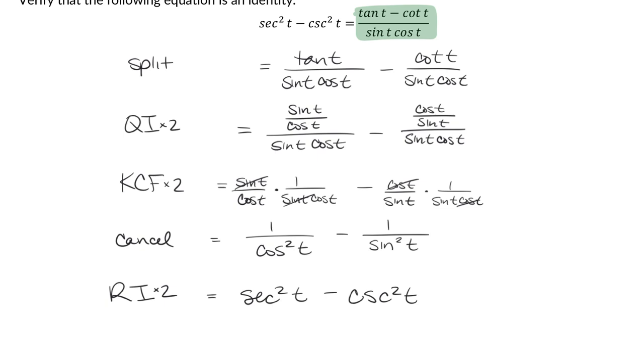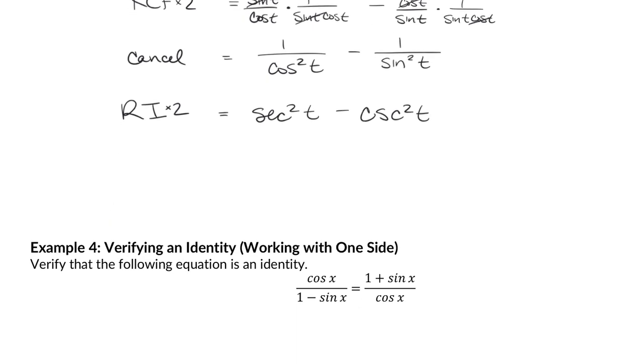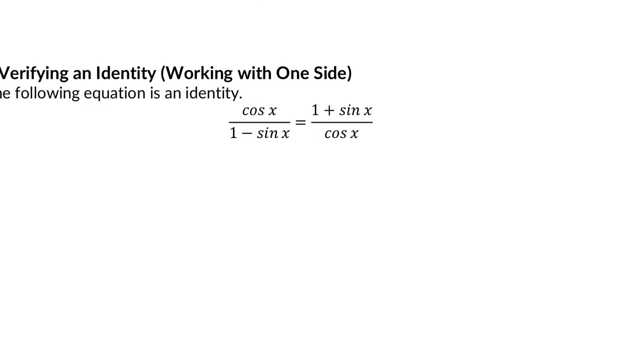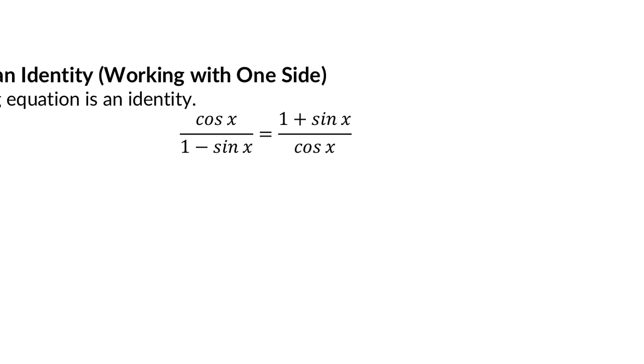Example number 3 may be hard to choose which side is more complicated until I point something out to you. If we look at example 4, what's your initial instinct on which side is more complicated? So remember when there's a monomial that you can split apart? That means it's actually simpler when the denominator is a monomial, which means for us that this is the more complicated side. So we are going to work this time with the left side.